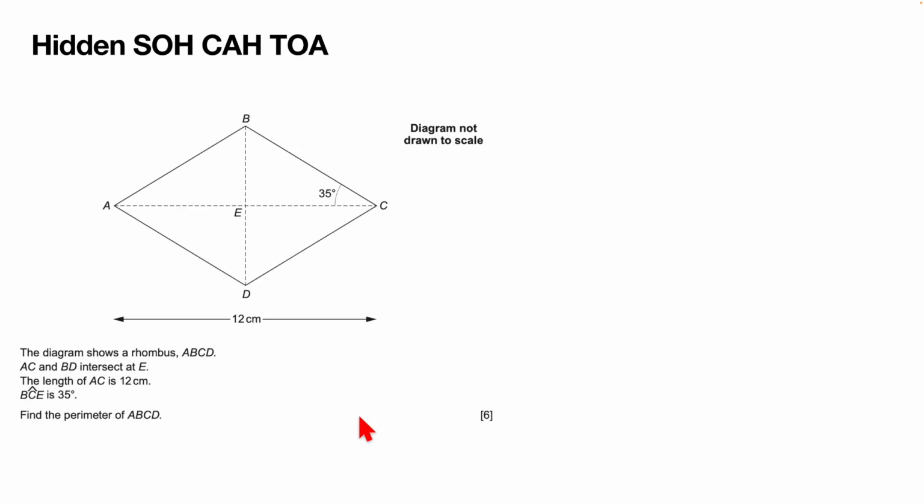What about this question? Bit nasty. As you can see, there's 6 marks in play here. They're going to make us work for it. It's not going to be simple. A rhombus is a tilted square. All of the sides are the same. So we only need to find one side to get the perimeter. Perimeter is 4 times BC.